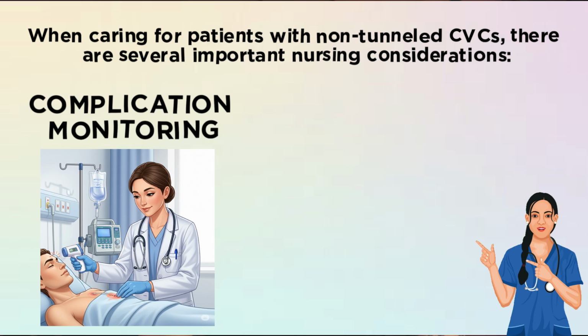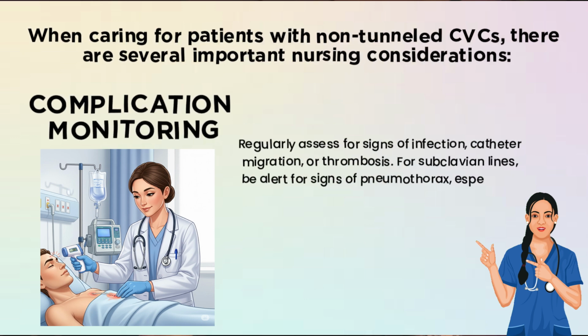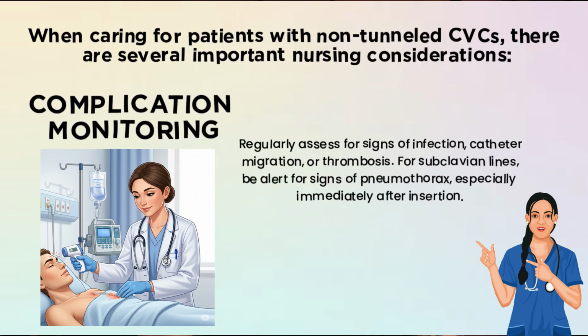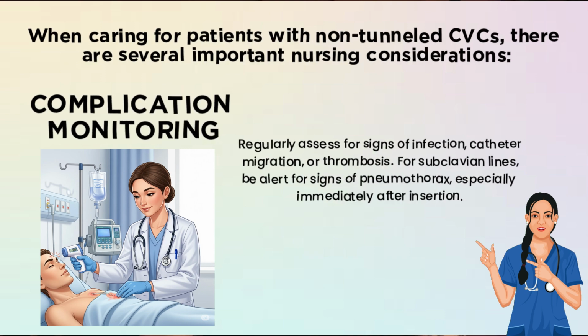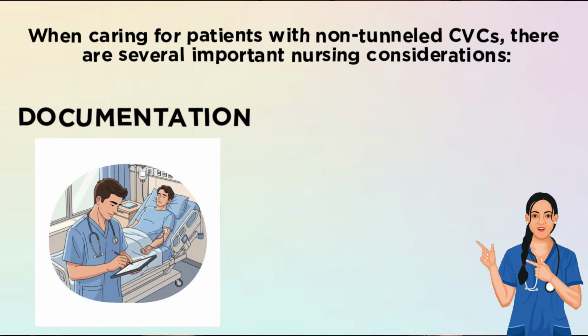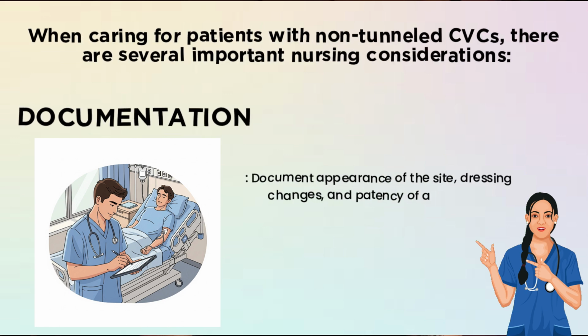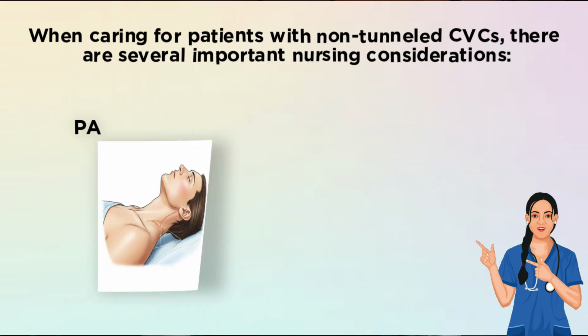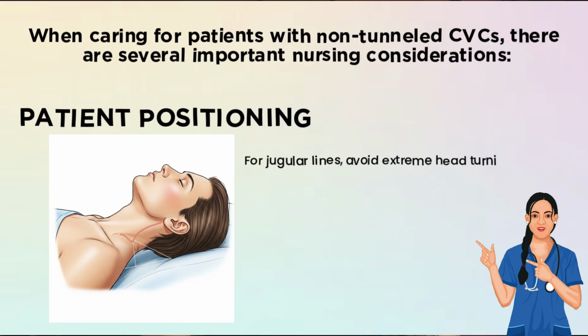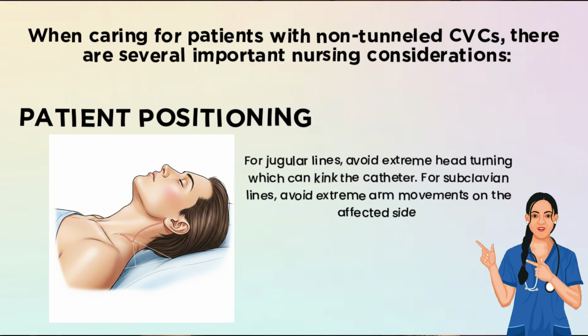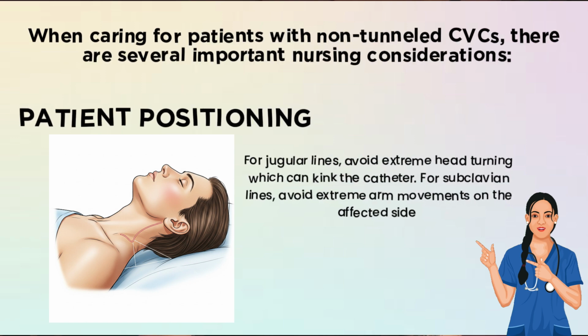Complication monitoring: regularly assess for signs of infection, catheter migration, or thrombosis. For subclavian lines, be alert for signs of pneumothorax, especially immediately after insertion. Documentation: document appearance of the site, dressing changes, and patency of all lumens. Patient positioning: for jugular lines, avoid extreme head turning, which can kink the catheter. For subclavian lines, avoid extreme arm movements on the affected side.